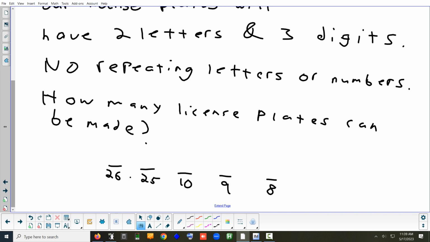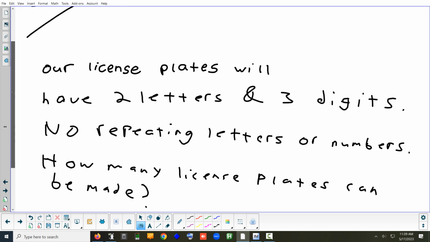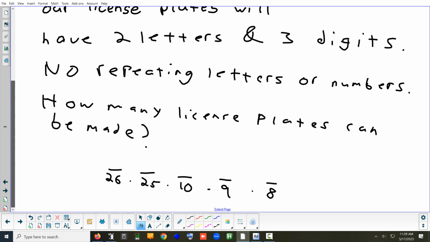Wait, sorry, do we know that it will be number, letter? Or is that just how we're formatting? I just went by the order that the problem said. We're going to have 2 letters and 3 digits.